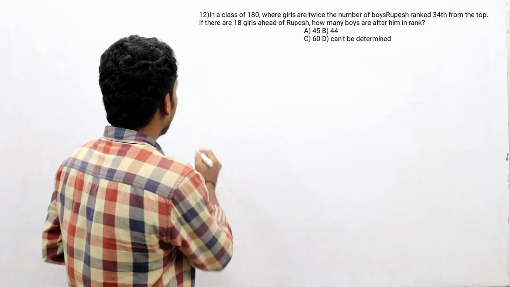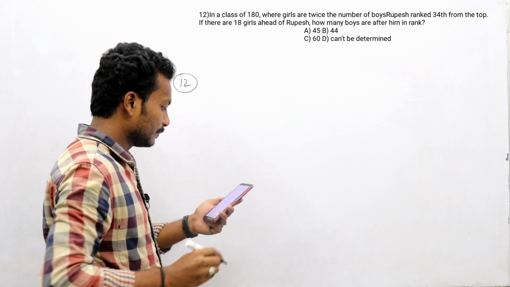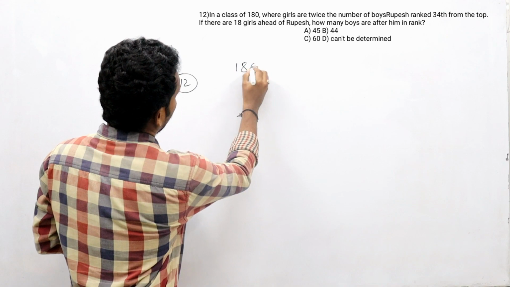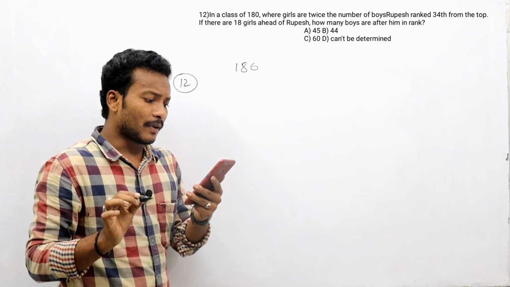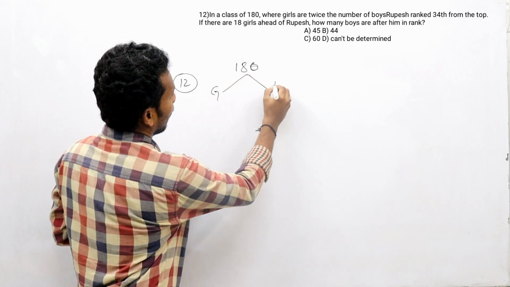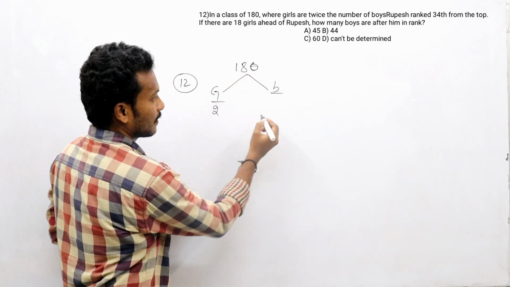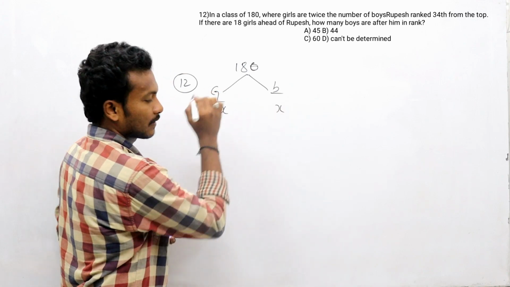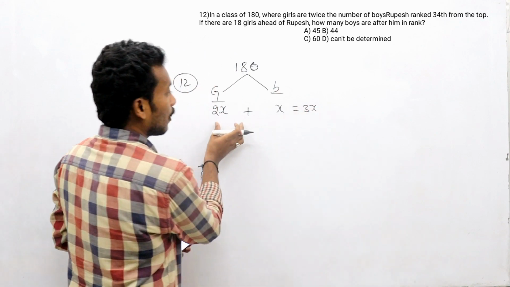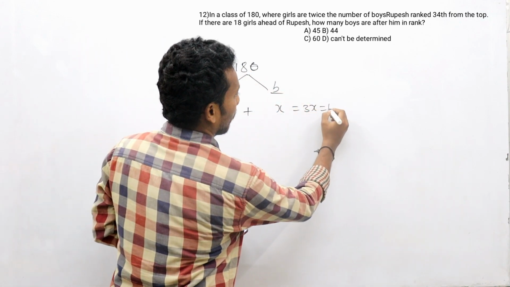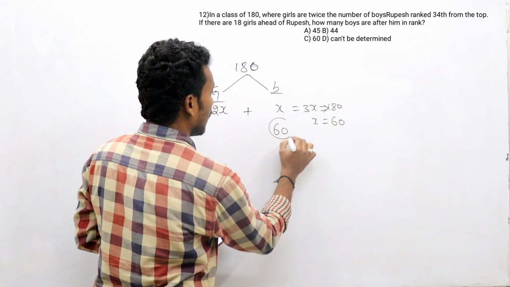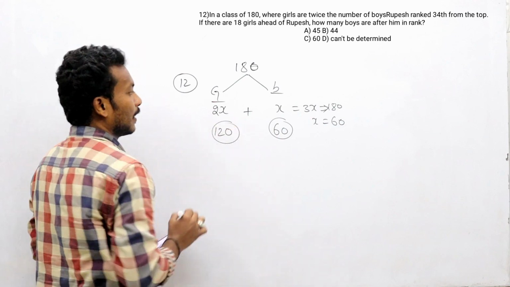Next, 12th question. In a class of 180 students, totally 180 students, girls are twice the number of boys. Whenever boys are x, girls are 2x. What about x plus 2x? 3x. Now total is 3x, total is 180. Now x value is 60. Number of boys is 60. Number of girls is 120.